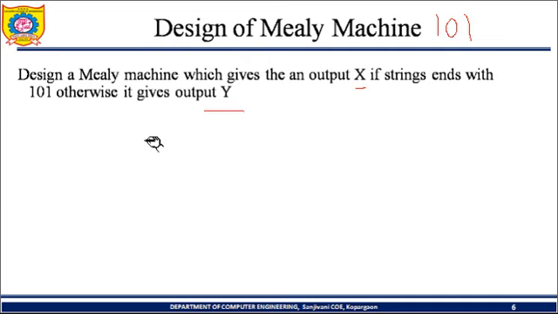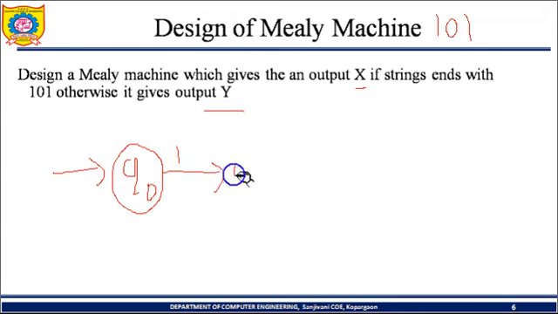Then how to design? How many states are required? Here you can see its length is 3, so 3 plus 1, 4 states are required to design the Mealy machine. Firstly, I will draw the basic design of the Mealy machine. So Q0. As output is associated with the transition, from Q0, if input 1 is there, then we go to the next state Q1.